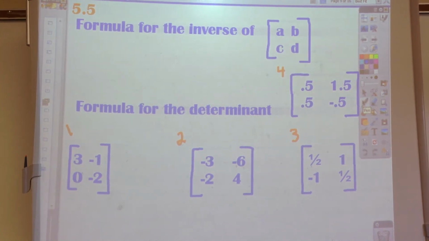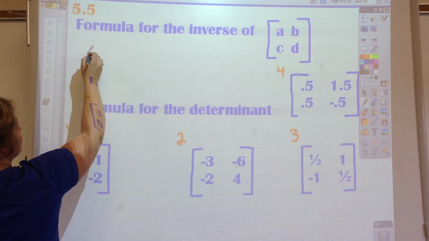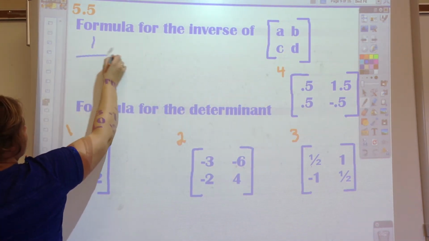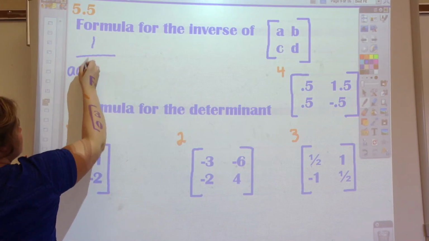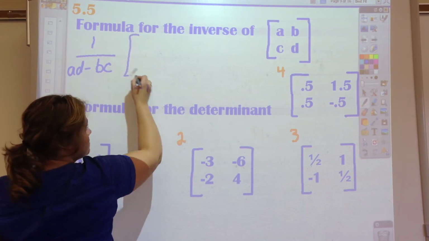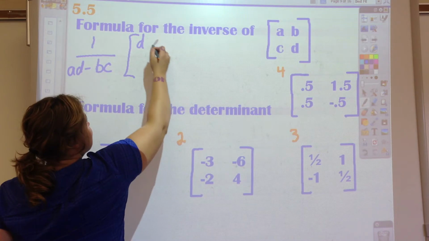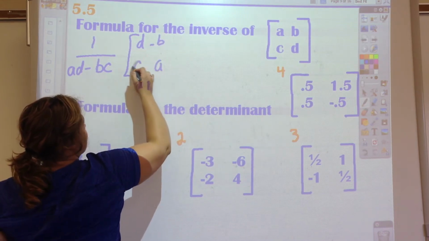Today we're looking at the inverses of matrices, and using those inverses to solve systems of equations will come next. So if we look at the formula of an inverse, let's start with the 2 by 2. The formula for my inverse is going to give me 1 over AD minus BC times a matrix where A and D switch places and B and C become negative.